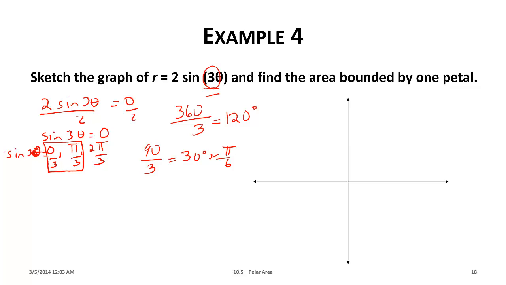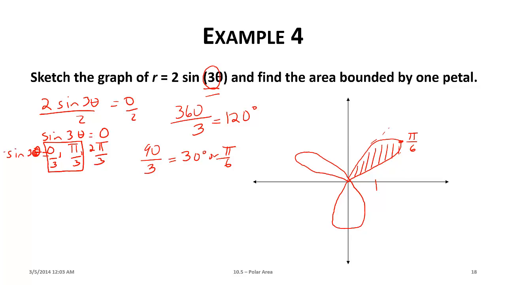If we were graphing this out, we're going to have 3 different petals, evenly spaced by 120 degrees. And we know that this spot here is pi over 6, but this whole area here is from 0 to pi over 3. Hopefully you can understand that, okay? And we are going to try to find the area of this region here.